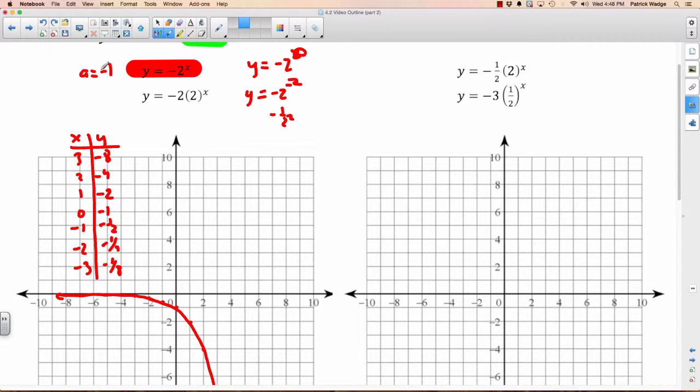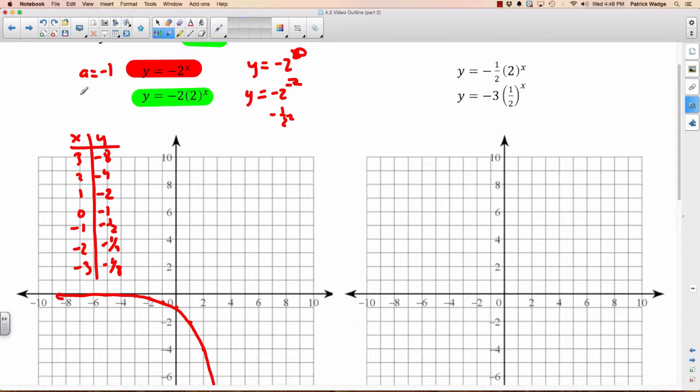So when the a value is negative, what it does is it flips the thing over so it's now in the third and fourth quadrant instead of the first and second quadrant. Basically, by having a negative a value, you're causing there to be a reflection over the x-axis.